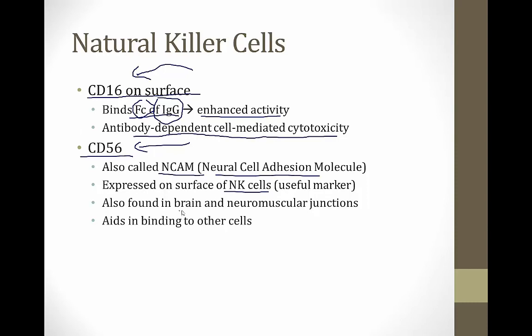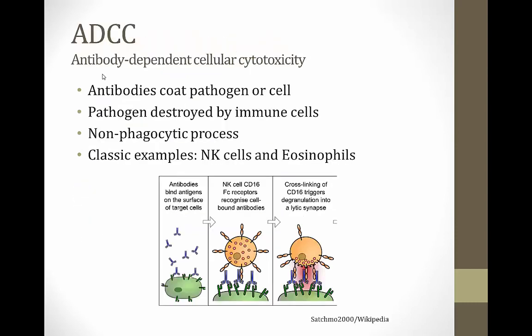It's also found in brain and neuromuscular junction, and it aids binding of other cells, but its function is not as important as knowing that it's a marker for natural killer cells. Let's talk about the process of antibody-dependent cellular cytotoxicity. This is a process by which the adaptive and innate immune systems work together to kill a pathogen.